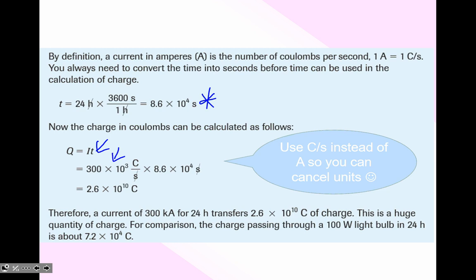And I always like to start my equation with the one piece of data that has only one unit, so that it's easy for me to cancel those units out, right? So for me, I would switch these around just because it makes more sense to me. I would like to start with 8.6 times 10 to the power of 4 seconds, and then multiply that by my amps, which is 300 times 10 to the power of 3 coulombs per second, which is equal to 1 amp, right, kiddos? And now my seconds cancel out, and I get my answer in coulombs.